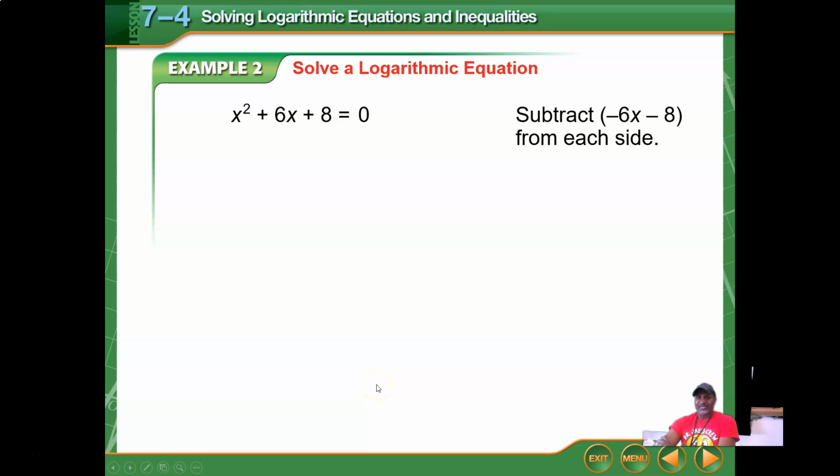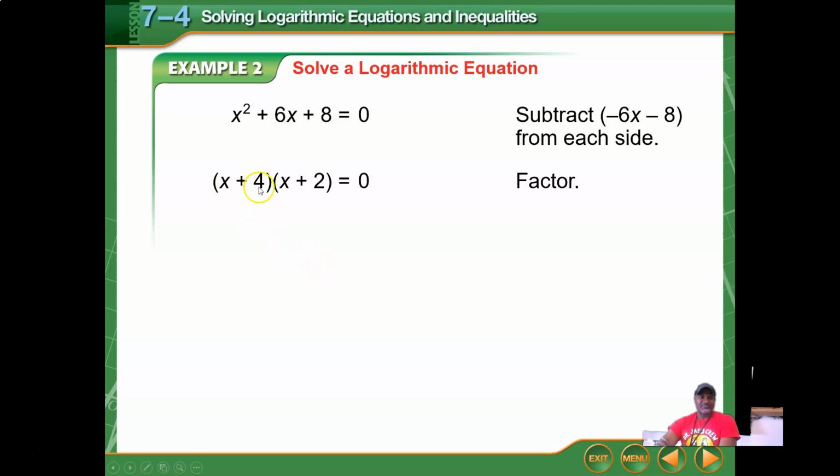And if we want to solve it algebraically, we could just factor this. So if we factor x squared plus 6x plus 8, that means we're looking for two numbers that multiply together to give you 8, but add together to give you 6. And those numbers are 4 and 2. So if you use those, we can factor this.